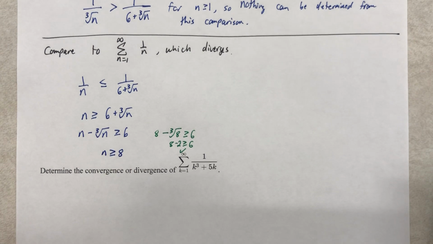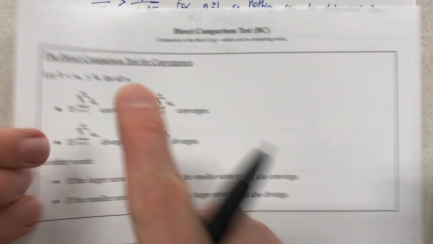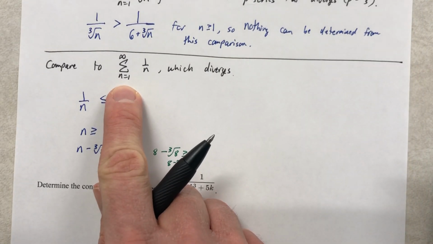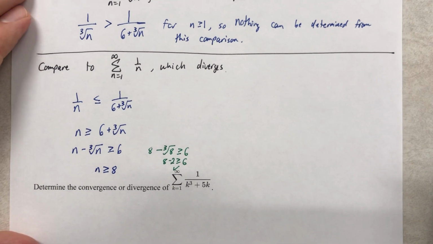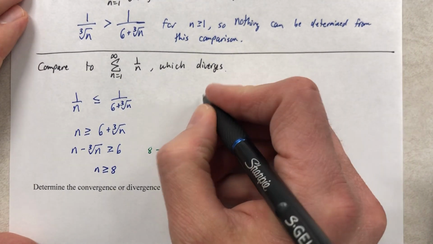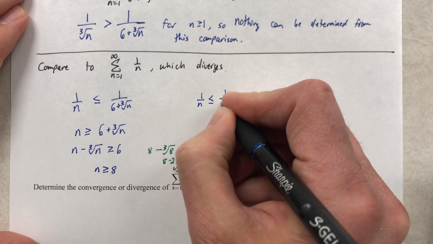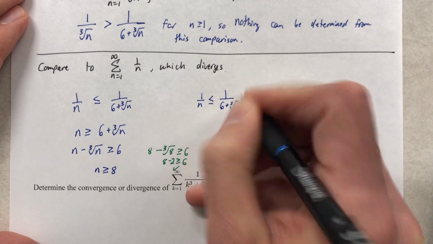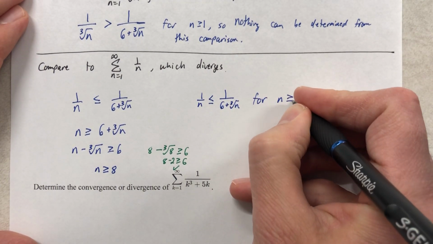Okay, well, I want this to be true for all n's greater than or equal to 1, let's go back to the first page, but I'm dealing with n's that are equal to 1 and up, right? So does it fall apart again? No, actually, this is going to work. So here goes. 1 over n is less than or equal to 1 over 6 plus cube root of n. That is a true statement for n greater than or equal to 8.